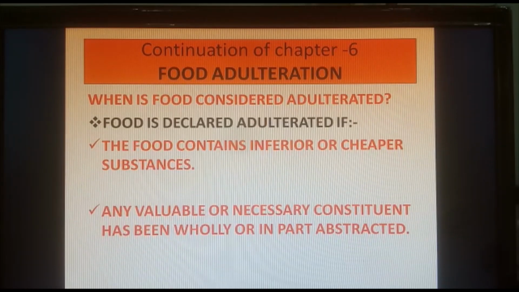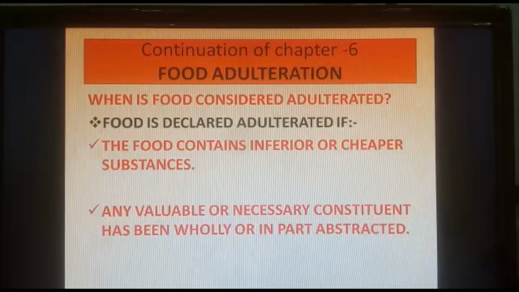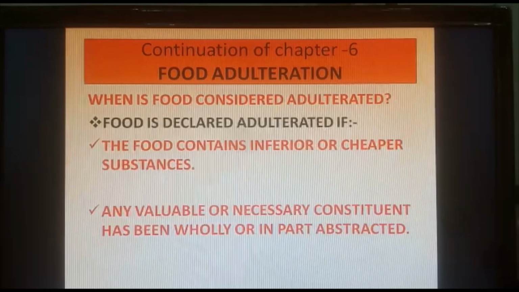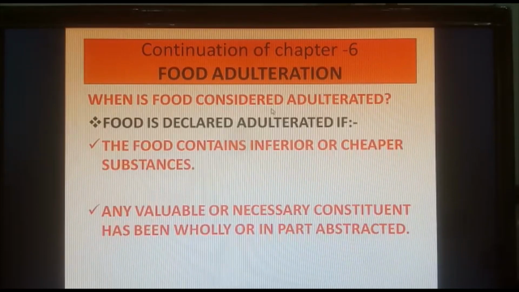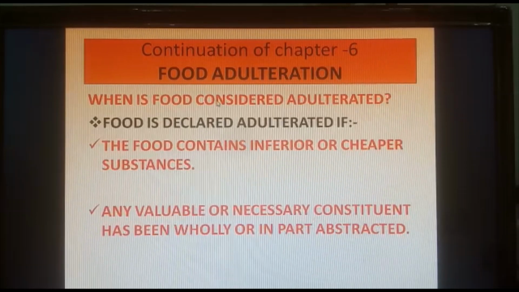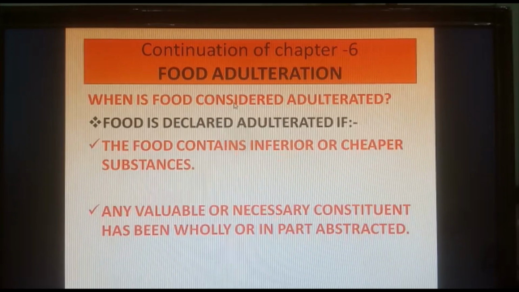So today I am going to teach in this video the rest two topics, that is when is food considered adulterated, and another is causes of food adulteration or reasons for food adulteration. So let's start with when is food considered adulterated. What are the conditions of adulterated food? Or you can say when we can consider a food as adulterated.